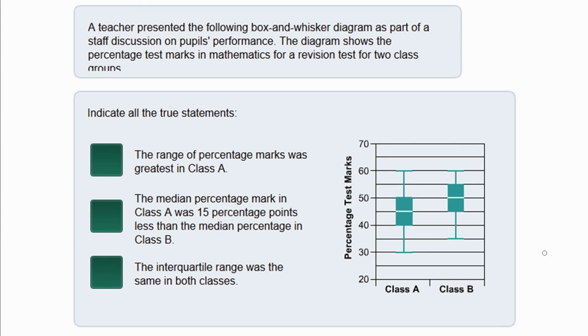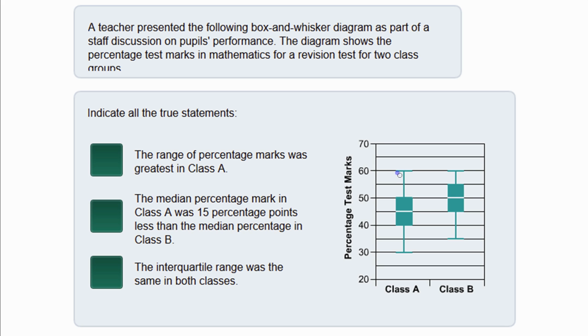In this question, we are given a box and whisker diagram that compares the percentage test marks between two classes, Class A and Class B. And the question asks us to identify all the true statements. Now the first statement claims that the range of percentage marks was greatest in Class A. Well, remember that the range is the difference between the highest and the lowest mark. So it's this distance here.